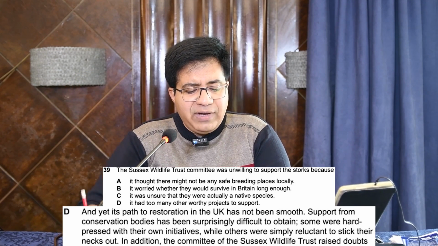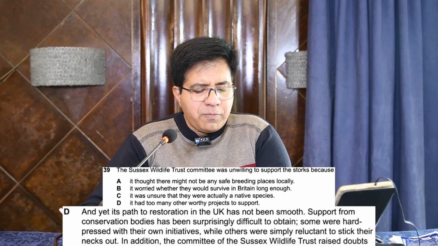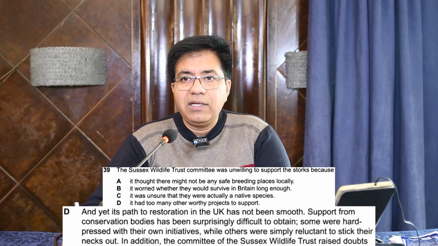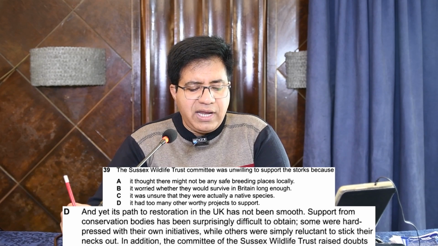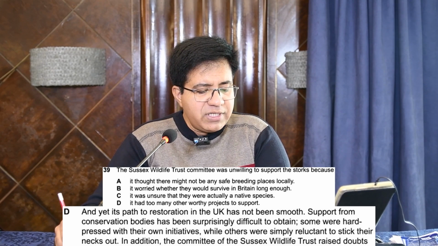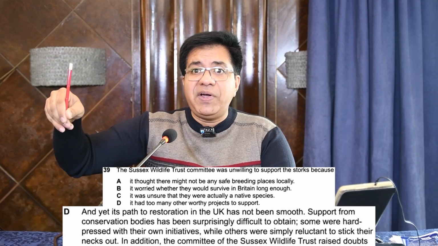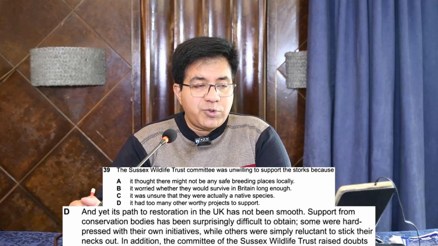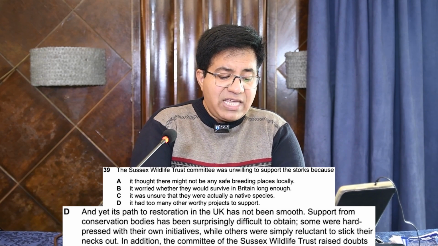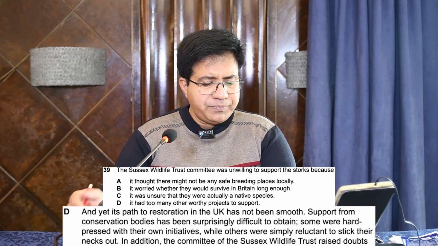Now option A, unwilling to support the storks because it thought there might not be any safe breeding place locally. No. Option B, it worried whether they would survive in Britain long enough. No. Option C, it was unsure that they were actually a native species. Native species and British bird. So, they were unsure that they were actually a native species. That's why they didn't support it. So C will be the right answer for question number 39. And you don't need to read option D.